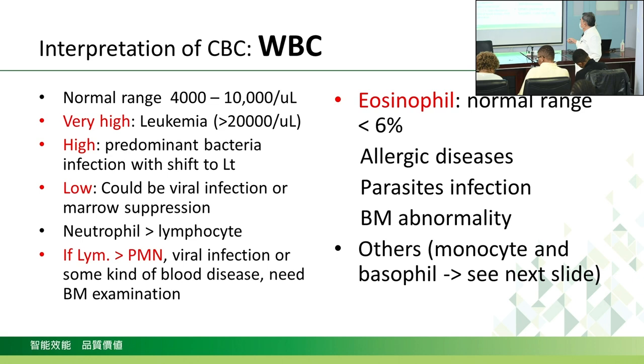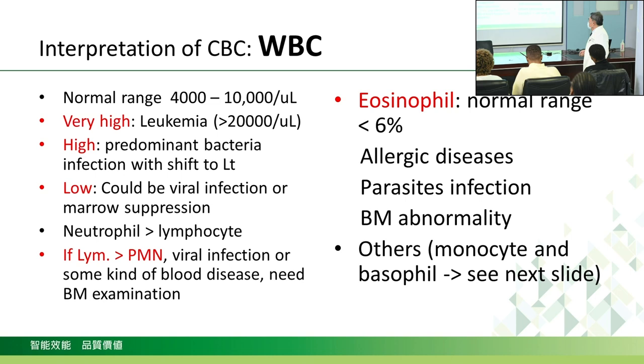Usually neutrophils are more than lymphocytes. If lymphocytes are predominant, maybe going to 40% or 50%, then you must suspect a viral infection or some kind of blood disease. And sometimes, if it's not an obvious viral infection, you must do a bone marrow examination.